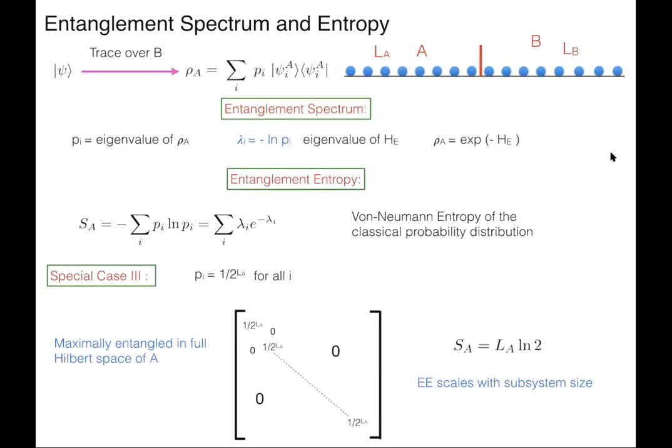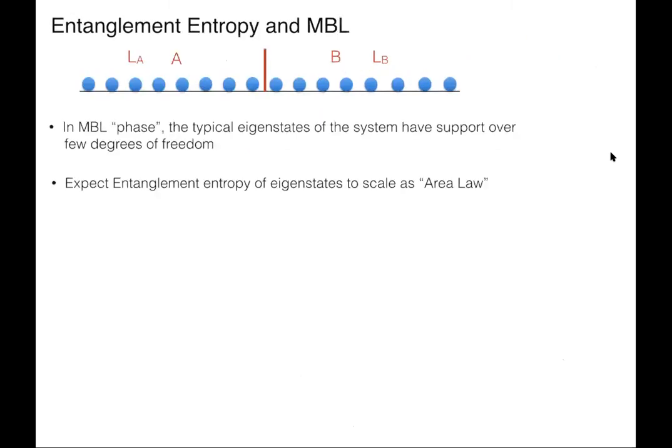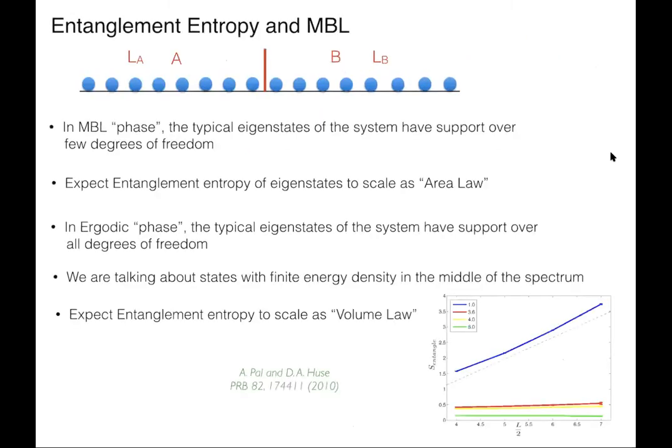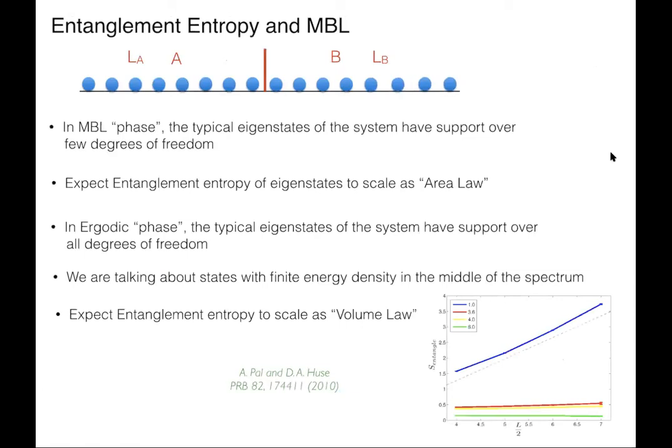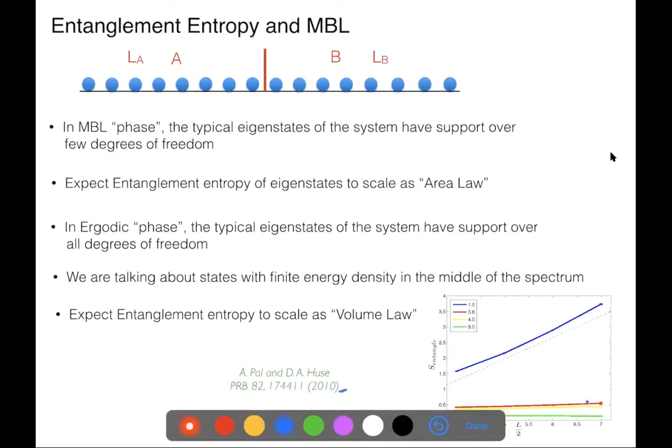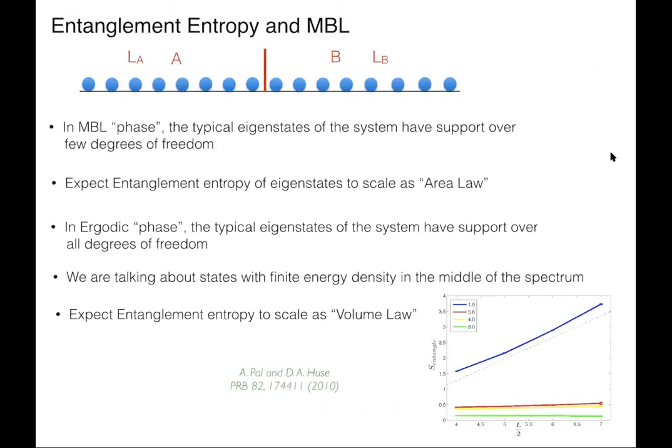Now, with this in mind, let me go quickly through what happens when you use this kind of measures to distinguish the energy eigenstates. This is from Paul and Hughes's paper again. What happens is that if you are at a very high disorder, entanglement entropy does not change with the system size. This is called an area law.